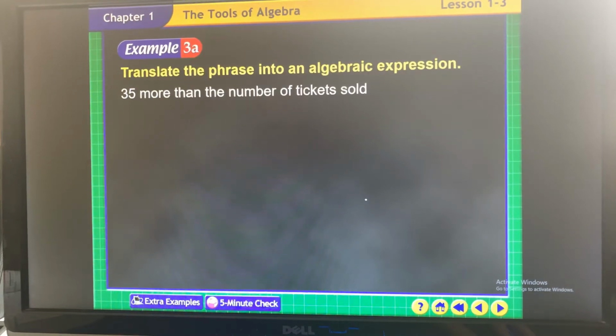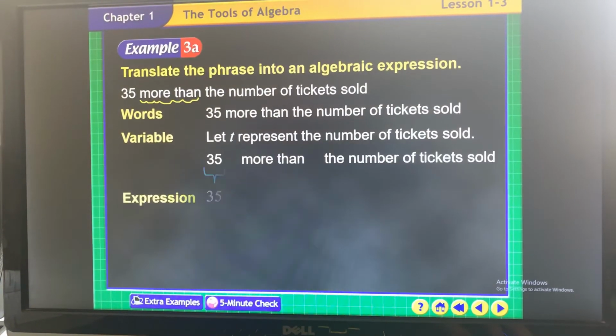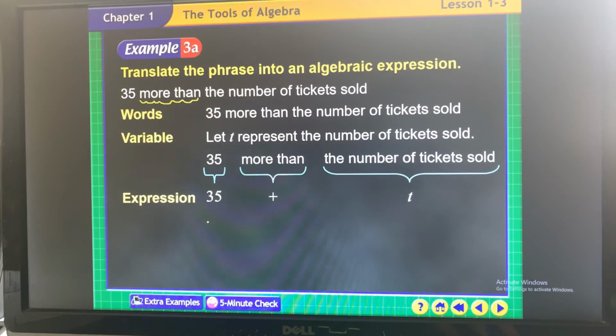So we're going to translate. Before, in 1.1, we were translating numerical expressions. Now we're translating algebraic expressions. So, 35 more than the number of tickets sold. Well, do you know how many tickets you sold? No. So it's just going to be T plus 35 or 35 plus T.